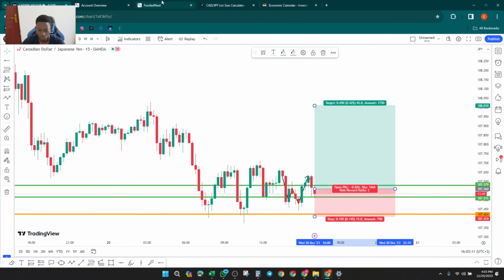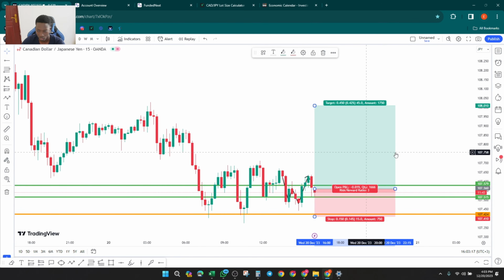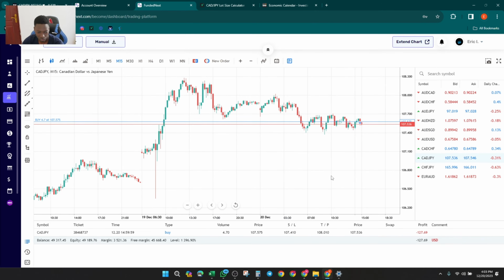So going back to the FundedNext dashboard, you can see now the stop loss is set, TP is set, exactly what we are using here. So now it's just a matter of being patient and waiting to see how the markets will behave later on.